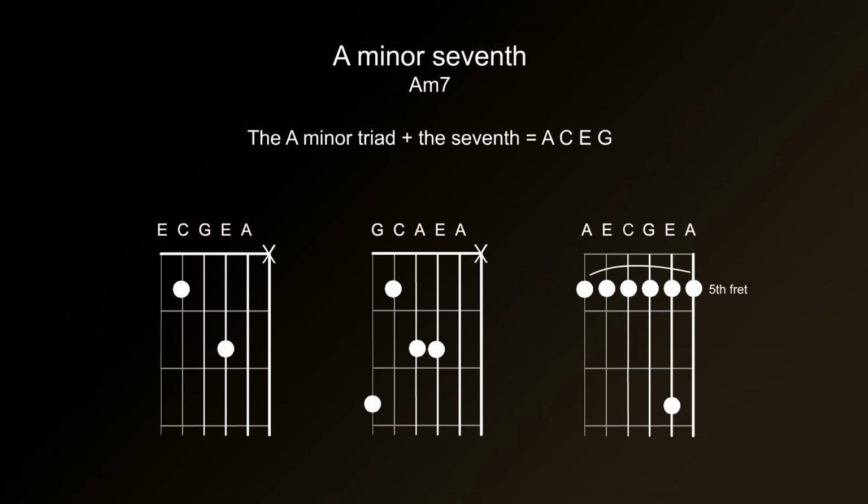There's actually several ways of playing the same chord. And what makes it the A minor 7th chord isn't the shape, it's the notes. As long as it contains an A, C, E and G, it will be an A minor 7th chord.